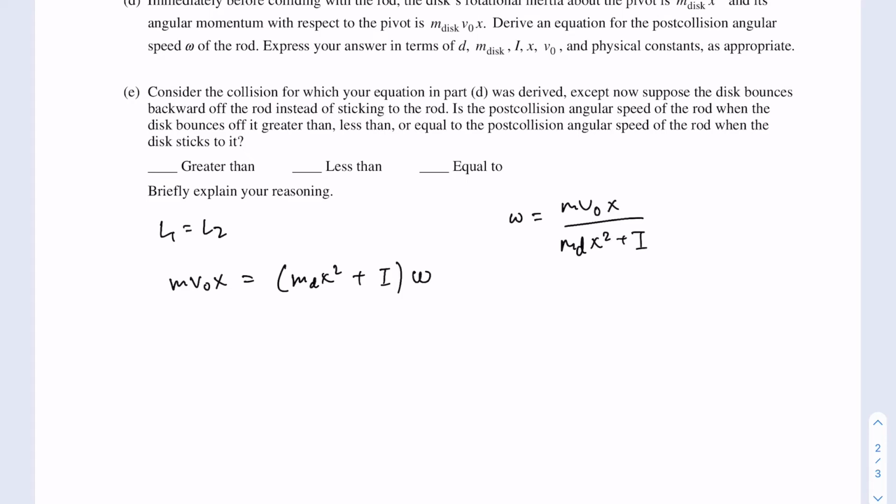For part E, we want to find out what happens if the disk, instead of sticking to the rod after the collision, bounces off, so it would look something like this. Would this give more angular velocity, would it stay the same, or would it be less? Well, we know that if the disk bounces back off, then its angular momentum will have to be subtracted since it will be negative in comparison to the rod. And since the left hand side of the equation is constant, this means the angular momentum of the rod will have to be greater than what it is. So this will be greater than.